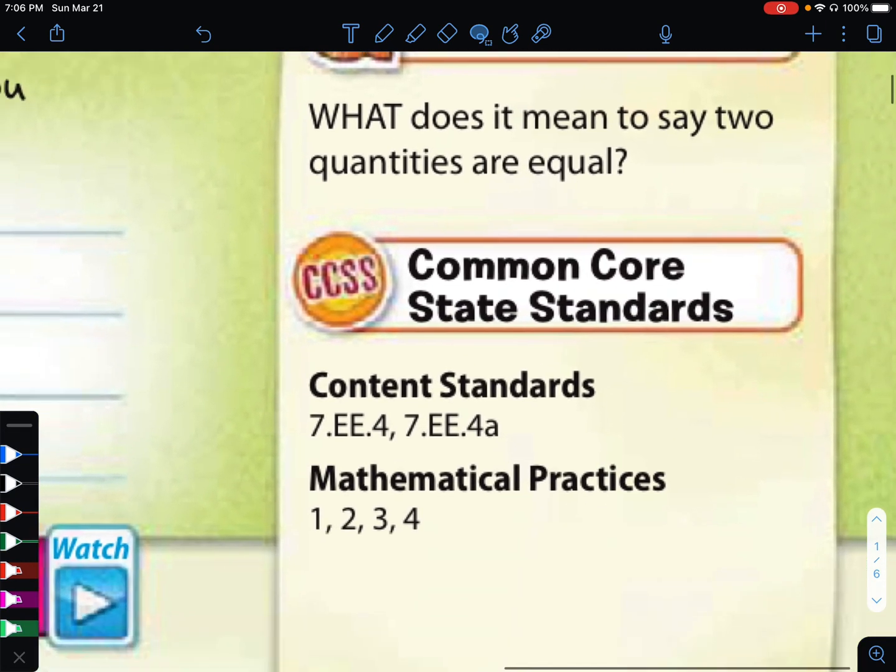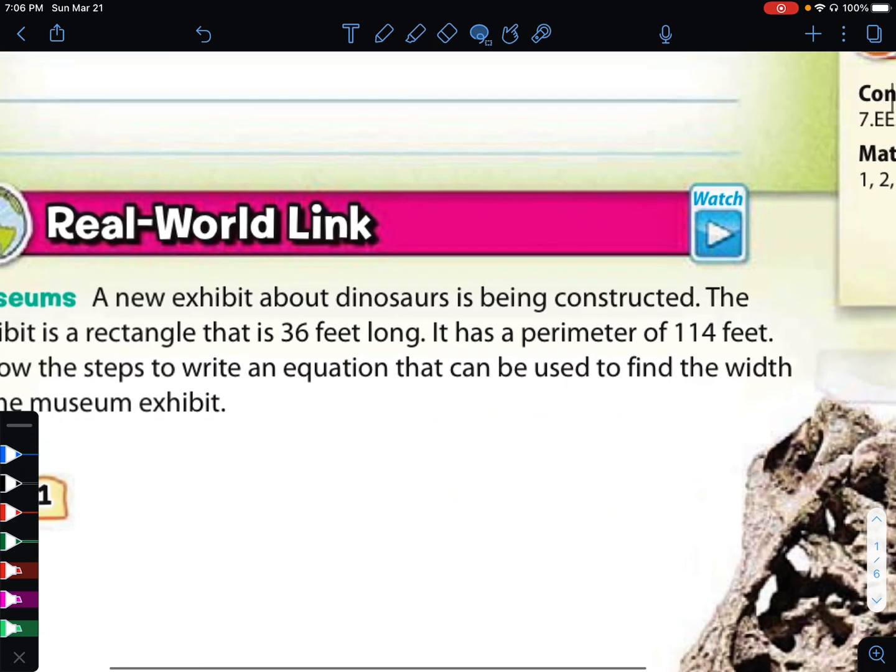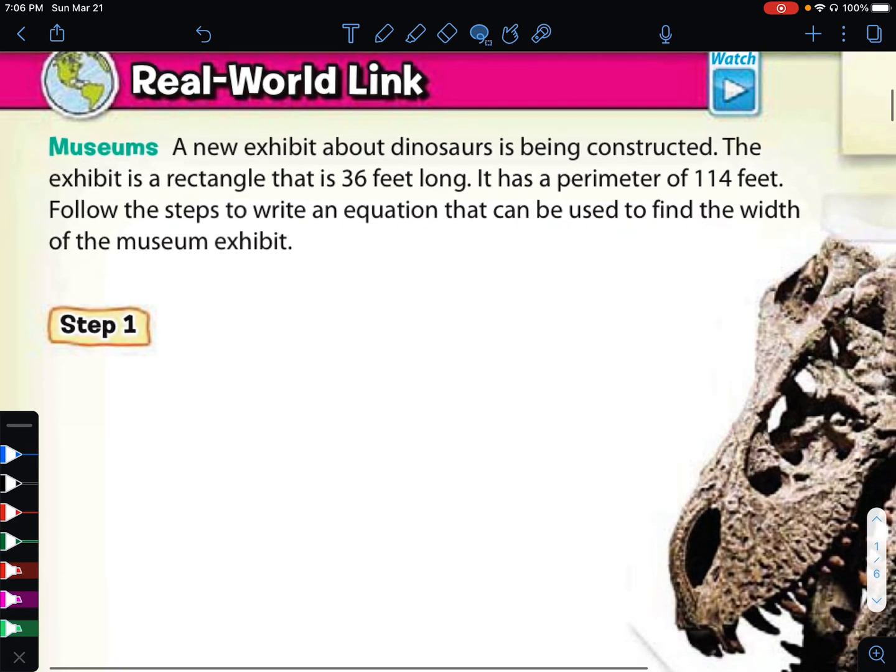Okay? So again, we go to the real world link, museums. A new exhibit about dinosaurs is being constructed. The exhibit is a rectangle that is 36 feet long. It has a perimeter of 114 feet. Follow the steps to write an equation that can be used to find the width of the museum exhibit.